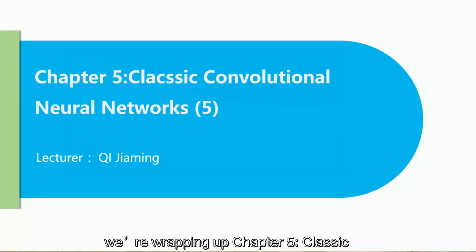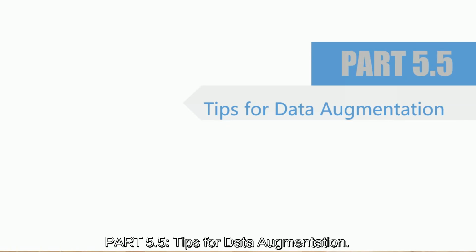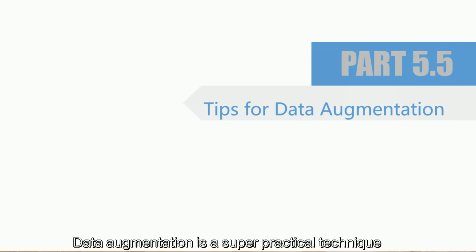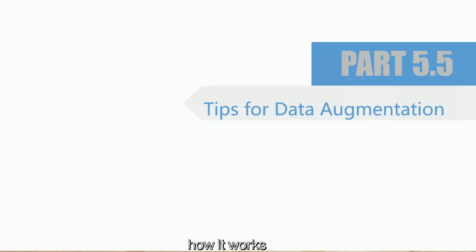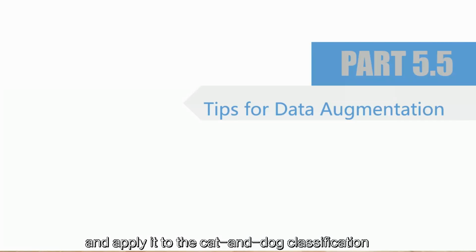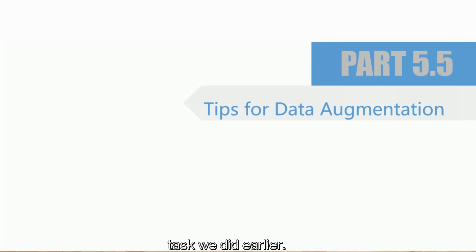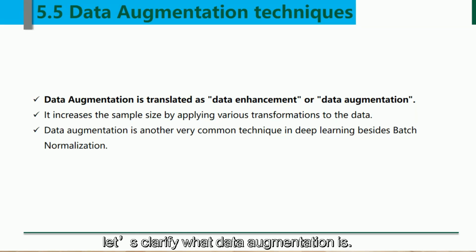Today, we're wrapping up Chapter 5, Classic Convolutional Neural Networks, Part 5.5, Tips for Data Augmentation. Data augmentation is a super practical technique in deep learning. Let's learn what it is, how it works, and apply it to the cat and dog classification task we did earlier. First, let's clarify what data augmentation is.